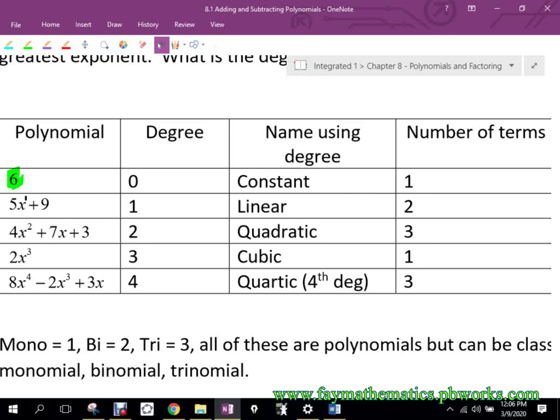Fourth degree, it's called a quartic. Quart means four, right? We talk about quarters. We talk about quarts in a gallon, that kind of thing. There's four of those. So we get a quartic.